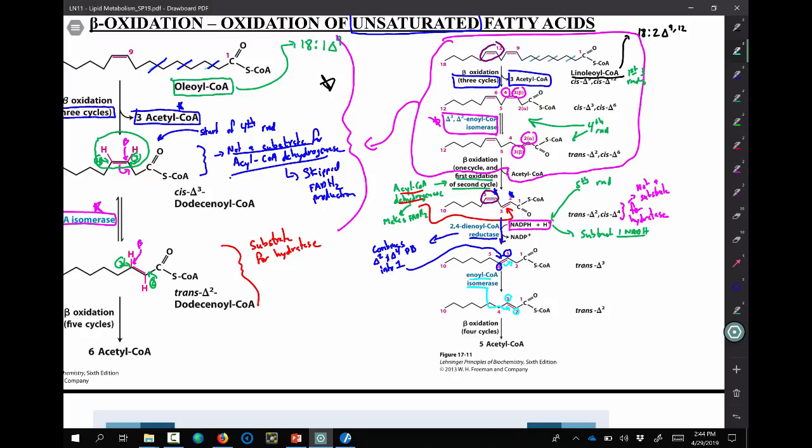Yes? If the double bonds weren't directly next to each other, so if it was like delta 9, 15, would you just use the process on the left twice? Yep. So the question is, what if it was delta 9, delta 15? Would you just use the process on the left? Yes. So then you would just do 2 rounds of that.